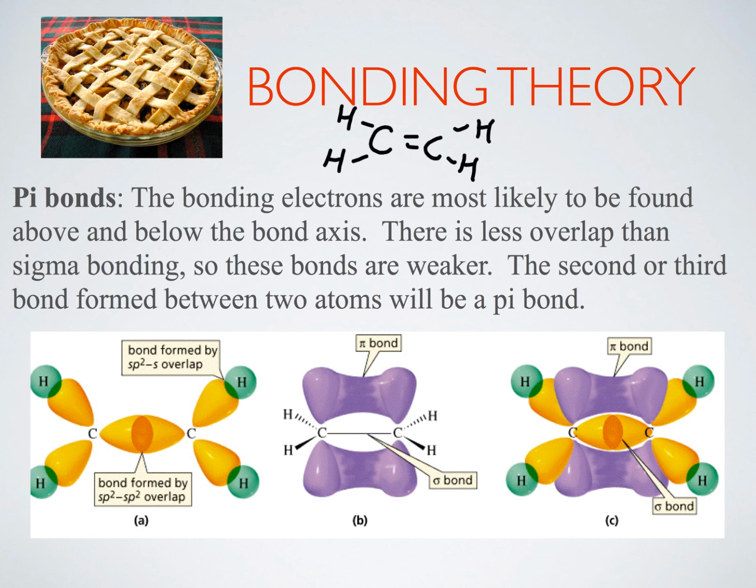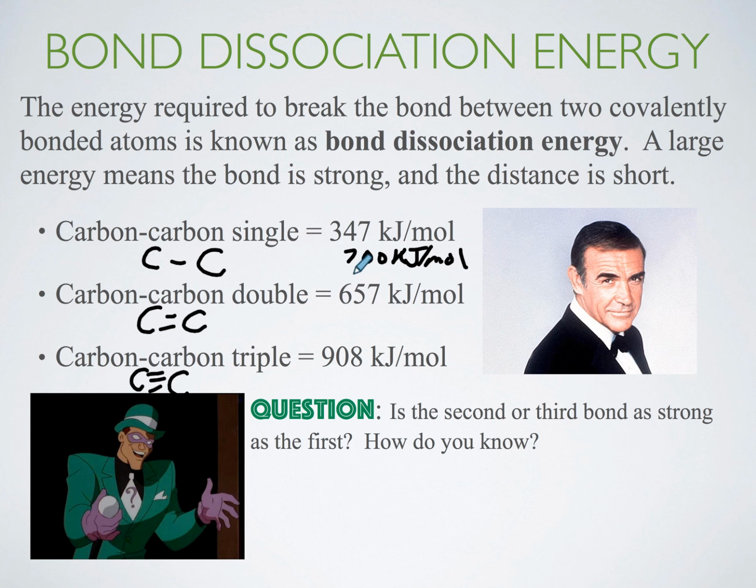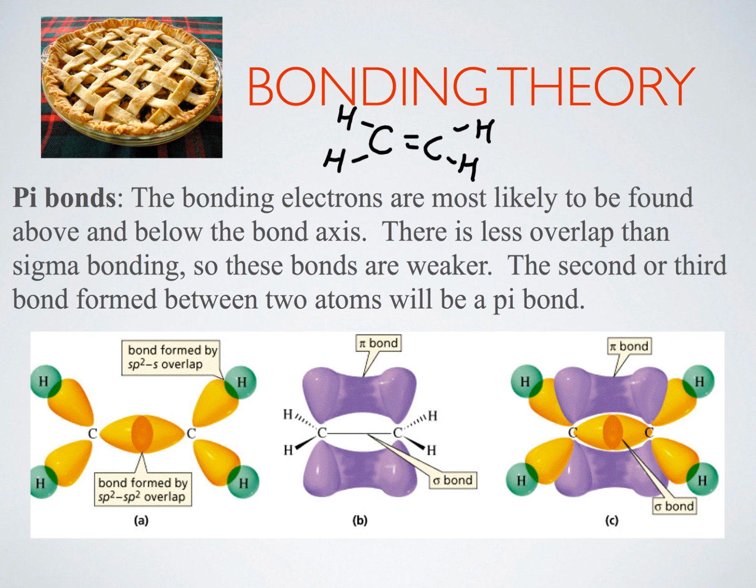Now if you remember from way back in the beginning when we were talking about the different amounts of bond dissociation energy, I mentioned that if you had 2 single bonds, it would be about 700 kilojoules per mole, but what we actually get is around 657. So the second bond must be weaker. And that's exactly what we're looking at here. The pi bond, since it's not actually directly overlapping with the orbitals, it's going to be weaker than the original bond.